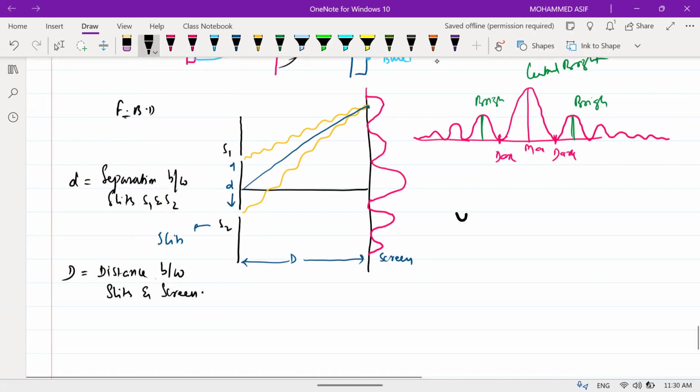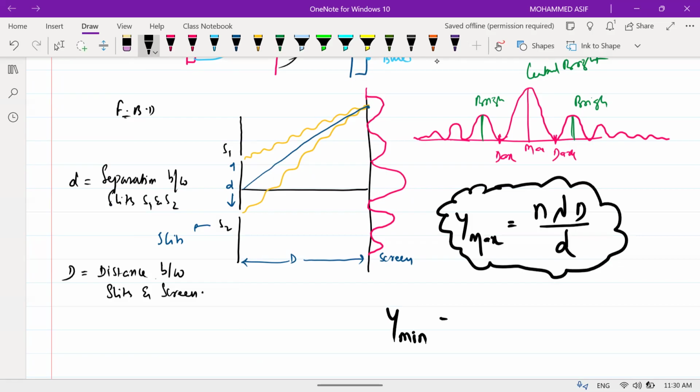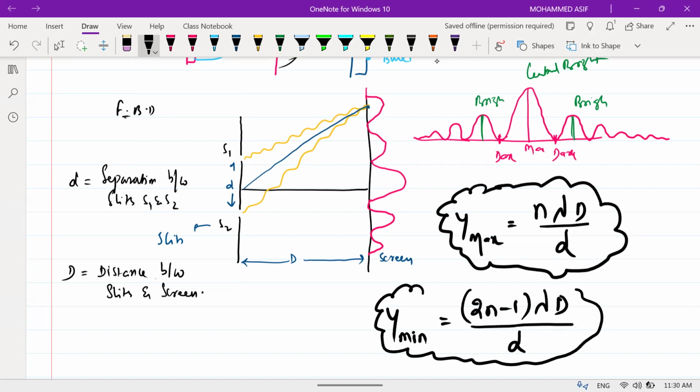Now how do we calculate maxima and minima? This formula is important. Y max will be equal to n into lambda into capital D divided by small d. This is a formula you need to remember. That is how the maximum bright point is calculated. Y minima is equal to (2n minus 1) into lambda into capital D divided by small d. Y minima means the dark point, and Y max means the bright point.